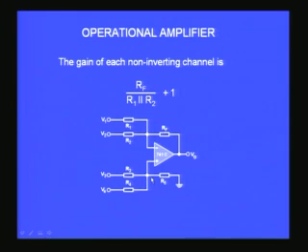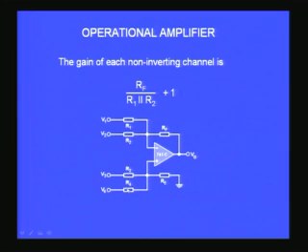So, that is the factor by which V3 will be reduced and that will be applied at the non-inverting input. That will be amplified by a factor which is given by 1 plus RF by R1. That will be the gain factor corresponding to this.